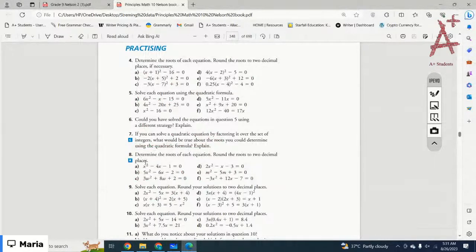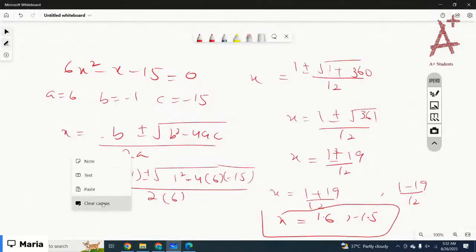Okay, let's start with question number 8. Determine the roots of each equation. Round the roots to two decimal places. x square minus 4x minus 1 equals 0. Question number 8.